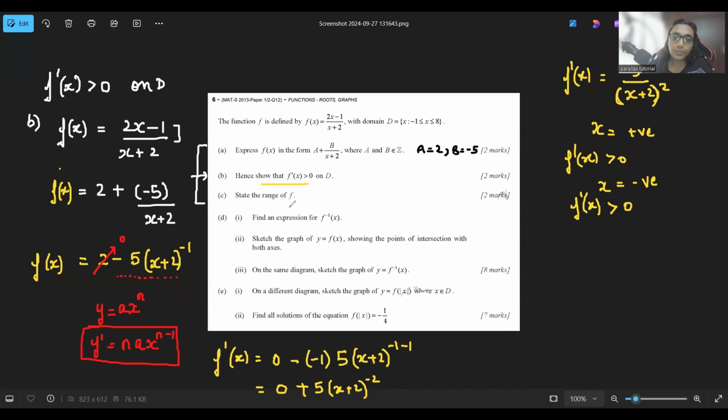So therefore, we can say that f dash x for the given domain will be greater than 0. Now, coming to the last part, which is we have to find the range of function f.